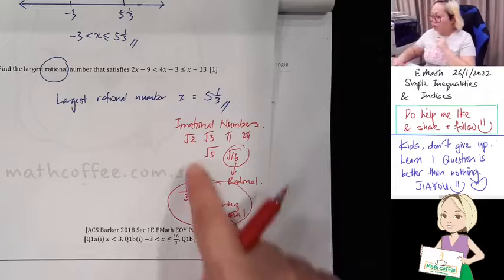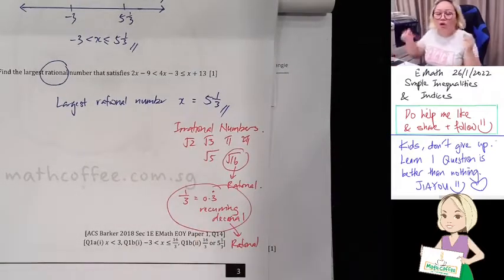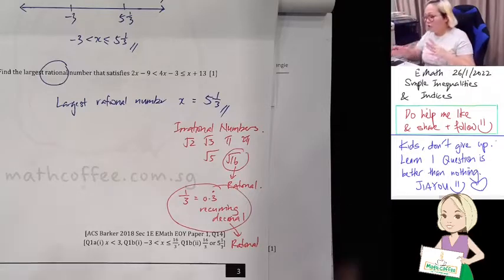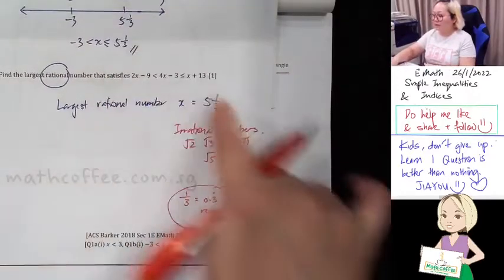But just now we did square root 2, square root 3, which are random decimals. I cannot put a dot at any of the decimals. Understand? So you need to know what is rational and irrational. And always remember, a fraction is rational. So for this case, it's rational, so it's 5 1/3.